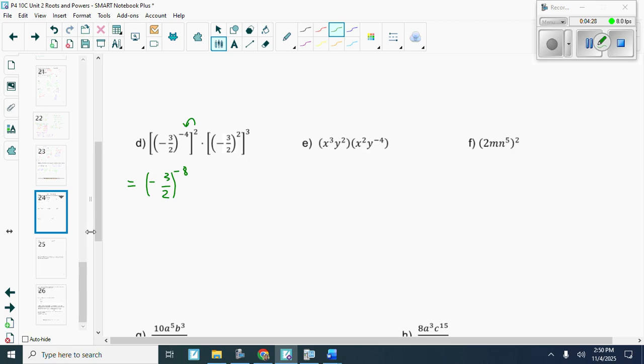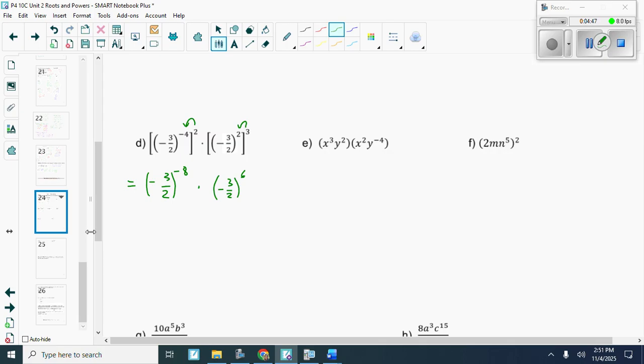I'm going to do the same thing for this one. We've got a power of a power happening here, so we're going to be multiplying, and we have -3 over 2. 2 times 3 is 6. Now I have same bases, and my base is -3 over 2, exactly the same as here, -3 over 2.